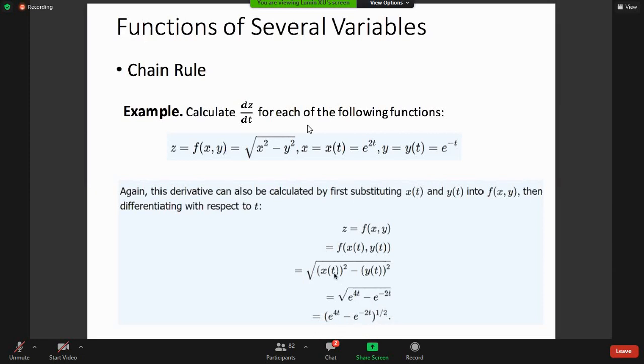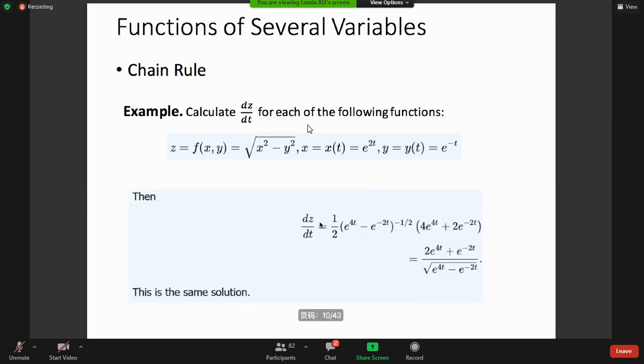Only t is here, because both x and y are replaced by t, right? So now it will be easier to calculate dz/dt, right? Because z is equal to this part, and it's a function of t, and we can calculate dz/dt just like that, and we can get the same solution. Good.